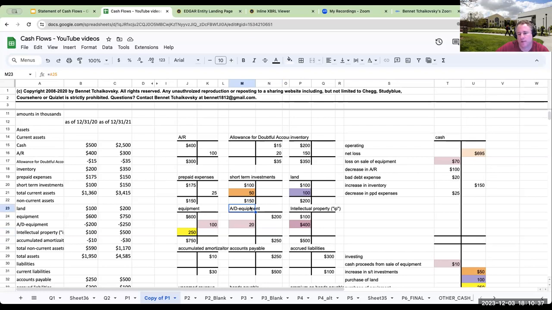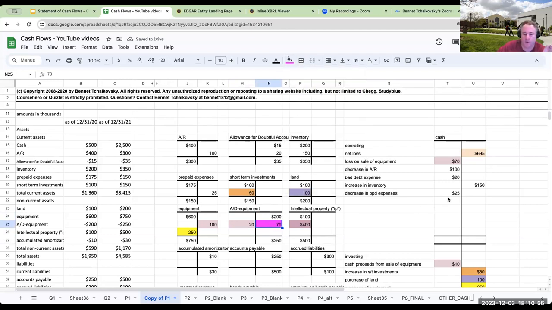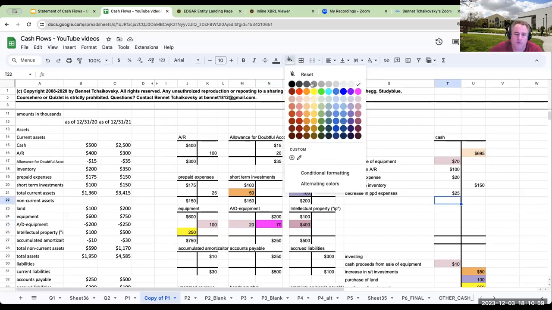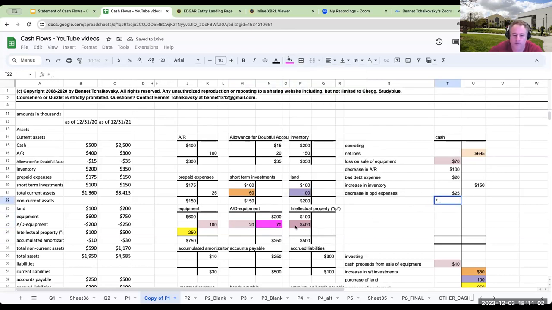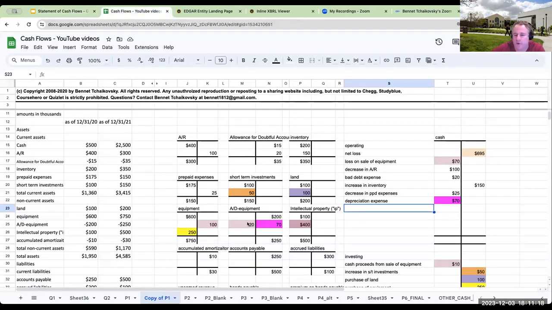Accumulated depreciation on equipment. What causes this? So 200 minus 20 is 180. Going from 180 to 250, I'm going to need 70. So when I look at this accumulated depreciation on equipment, I do the opposite to cash, right? What do I call this? Very important. This is going to be depreciation expense. Remember, when we're doing the journal entry, we call it what it is. What's increasing accumulated depreciation on equipment? It's depreciation expense. If you didn't record the sale in the T account, that's where you're going to have problems.